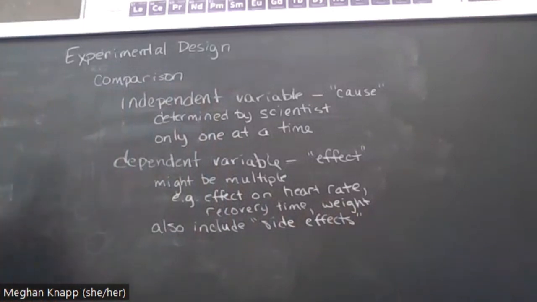As side effects. So this may cause headaches, death, and/or vision problems. You know, they throw in a bunch of things, and one of them is always, like, and death. So those would also be dependent variables.